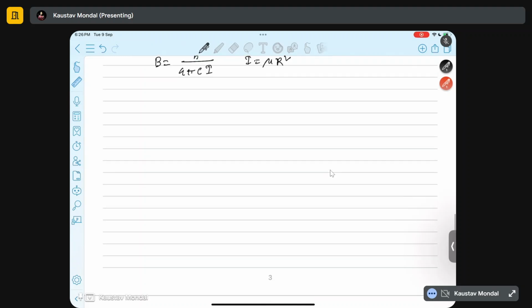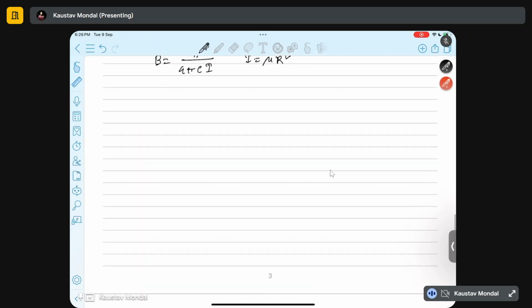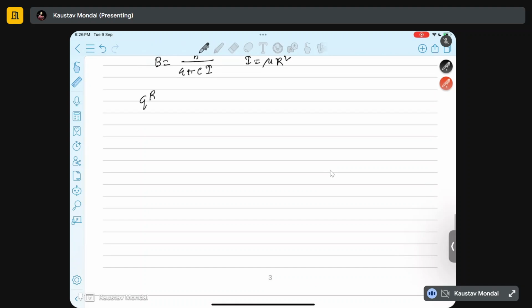Now if you substitute the expression of B in the expression of the rotational partition function, it looks like this: qr equal to kT by sigma hcB. Here kT will be sigma hc.